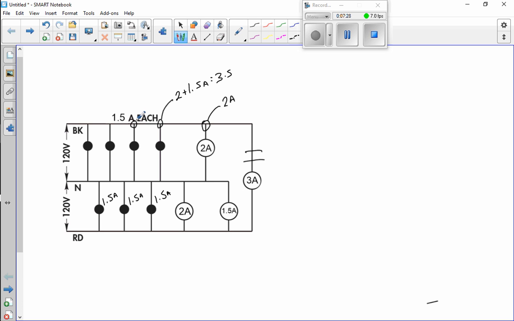We get to this location, 3.5 plus 1.5 will be 5 amps. Keep moving over. 5 plus 1.5 is going to be 6.5. And then we end up right there, 6.5.